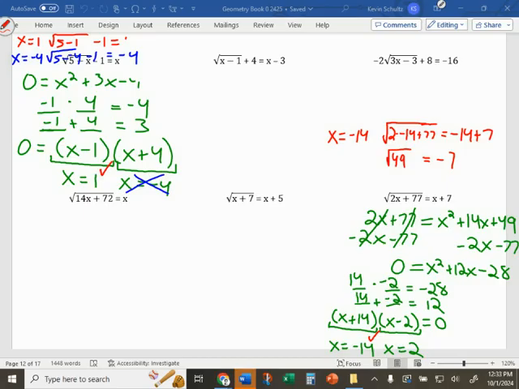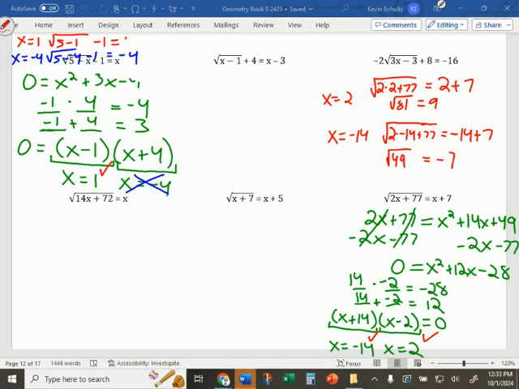Let's try 2. If x equals 2, we get the root of 2 times 2 plus 77, and we want to know if that is equal to 2 plus 7. Well, 2 times 2 is 4, plus 77 is 81. Is the root of 81 equal to 9? Yes, it is. So it turns out that 2 also works. You would need both solutions.